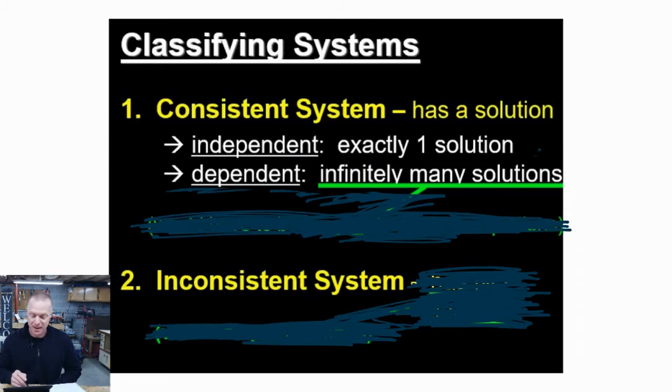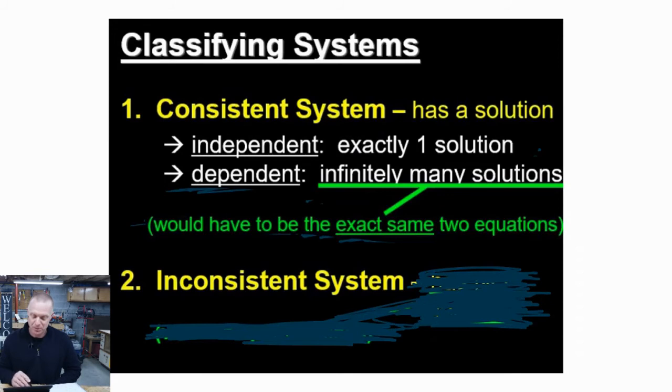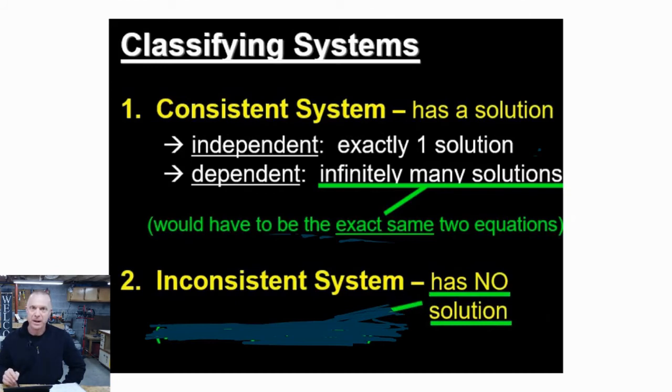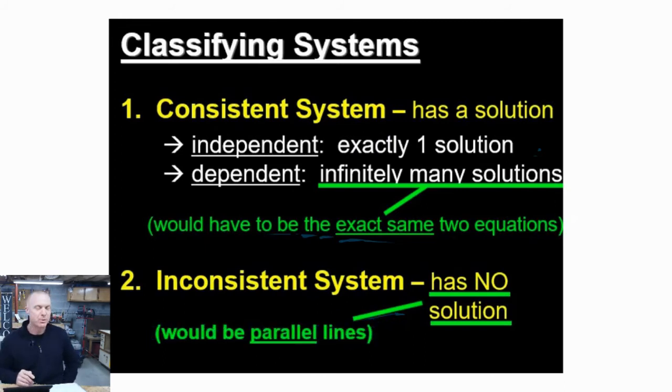And if you have an infinite amount of solutions, as I showed you in the previous problem, that means that we have the exact same two equations. So a system can be consistent and independent, or a system can be consistent and dependent. And then we have a system that's inconsistent. Can you take a guess what that one would be? That's right, it's going to have no solution. Now remember, if a system has no solution, that means that your lines are parallel. And when lines are parallel, they don't intersect.